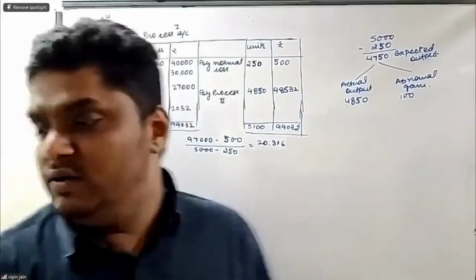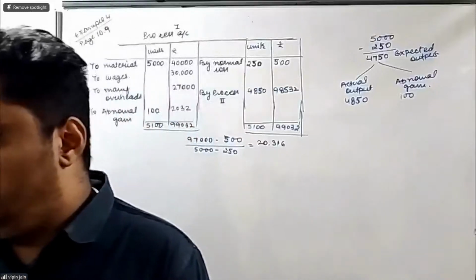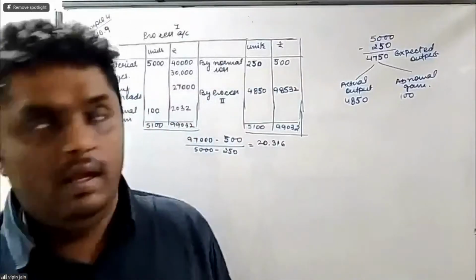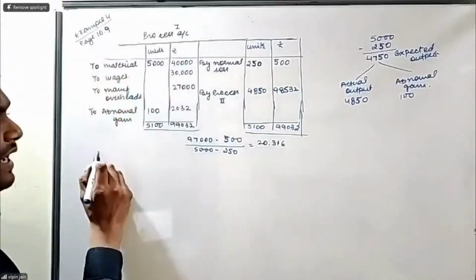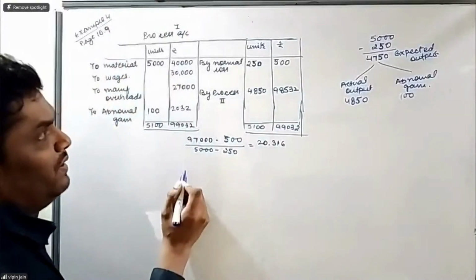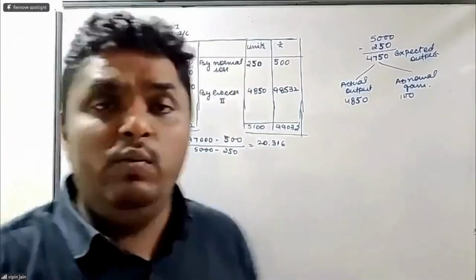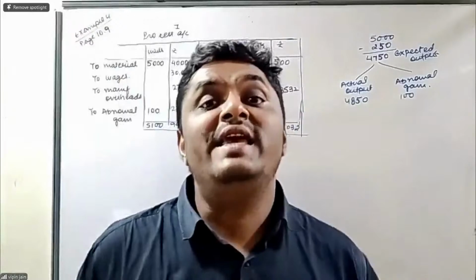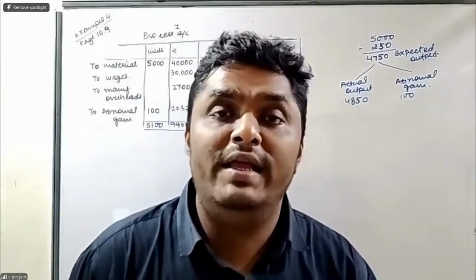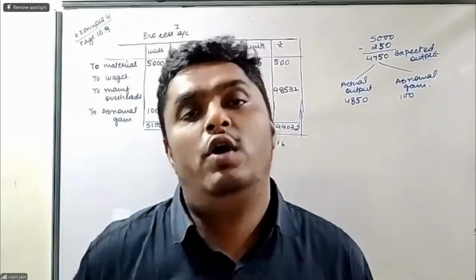If you guys have any doubts in this part, you can please post your query. Now the most important part, how to prepare the abnormal gain account. As I said, what is abnormal gain? The saving in normal loss. एक तरह का ये क्या है? Saving है normal loss का.